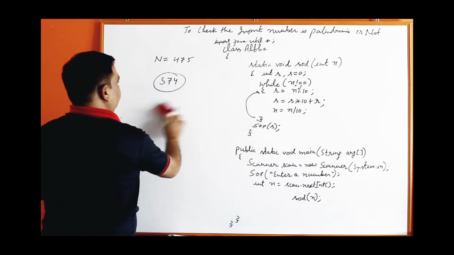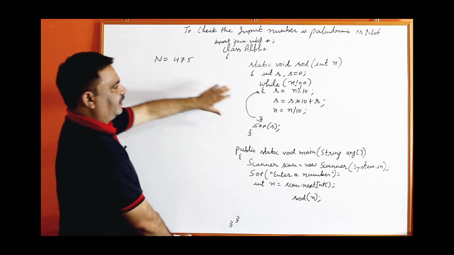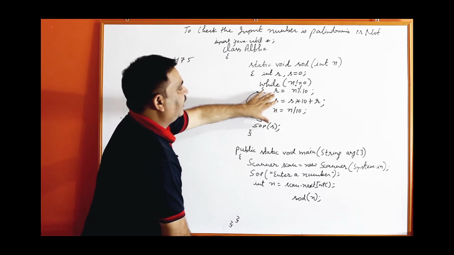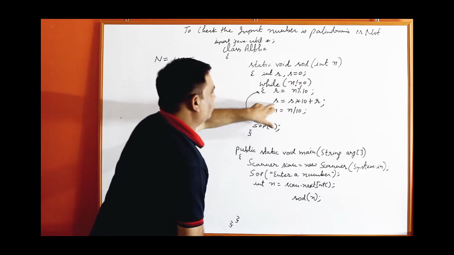See, if the number is 475, the first remainder will be 5 and the value of s will be 0 into 10, s is 0, 0 into 10 is 0, plus 5, s will become 5.